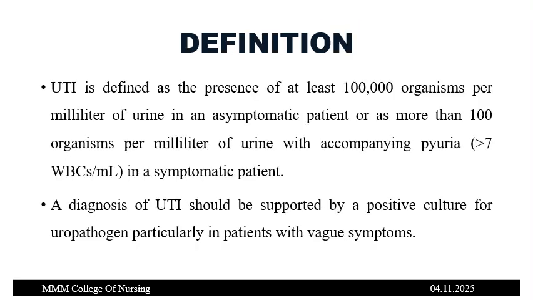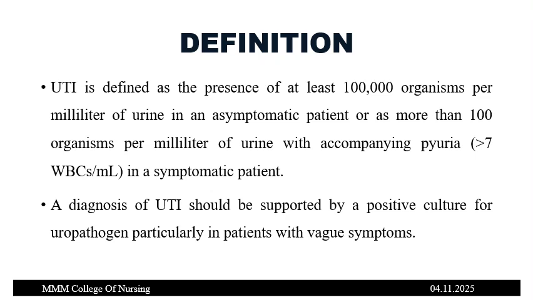Definition. There are two criteria for the definition of UTI. First is for the asymptomatic patient, and the next is for the symptomatic patient. In an asymptomatic patient, there should be at least 100,000 organisms per milliliter of urine to say the person has UTI. In a symptomatic patient, especially with pyuria, there should be at least 100 organisms per milliliter of urine along with more than 7 WBCs per milliliter of urine. So this is in the case of symptomatic patients.